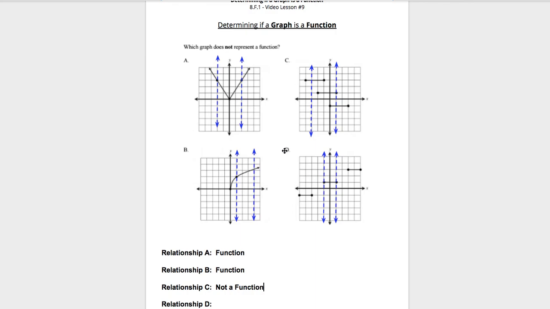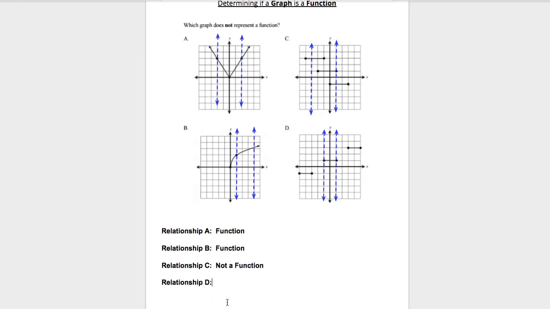We want to make sure that relationship D is a function, and we see that for this one, the blue lines only hit this graph once each time. So that tells us relationship D passes the vertical line test. It is also a function.